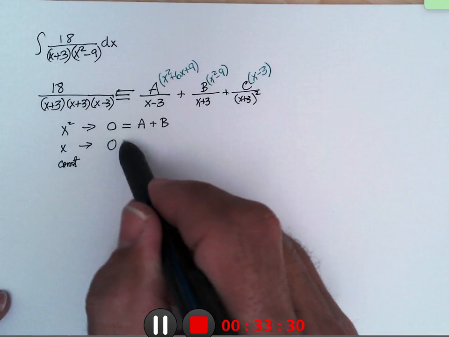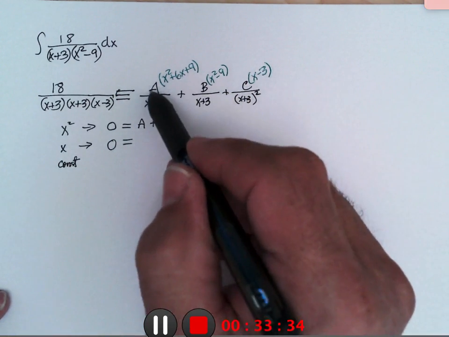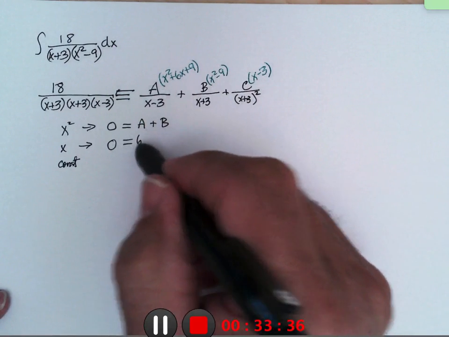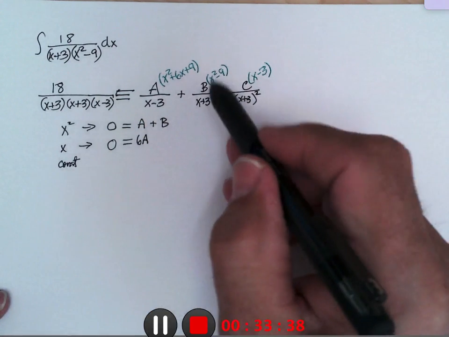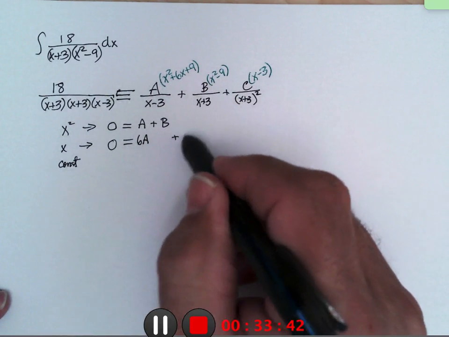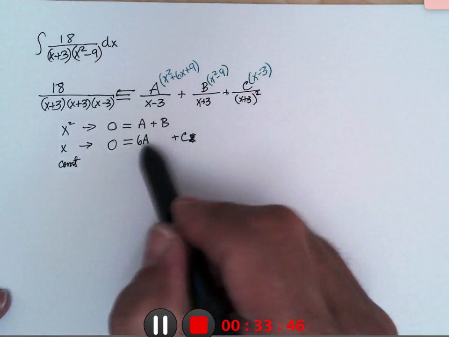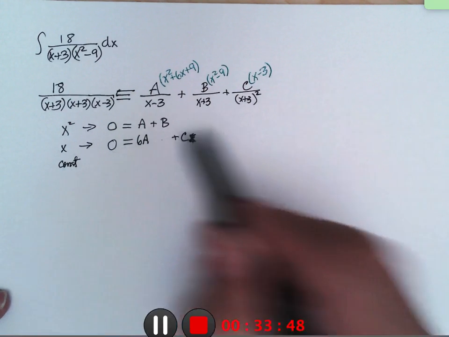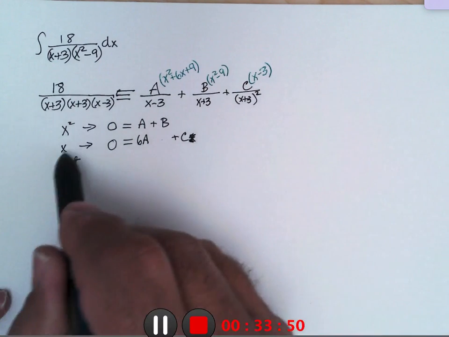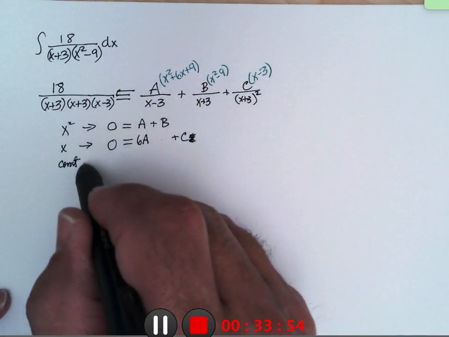Over here I get 6a worth of x's. Here I get no x's, and here I get cx's. So you notice I don't put the x's, I'm leaving space for the b. I know we're talking about x's, so I just leave the x's out. And now the constants. The constant is the only thing I have here.